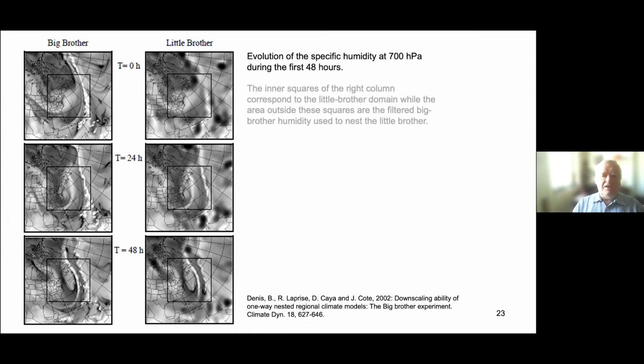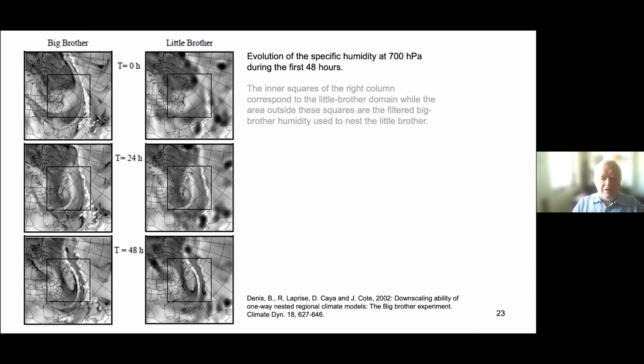So if we start at the beginning of the simulation, we see what the big brother did, and you have a hunch that something similar happens in the little brother. But if you go on in time, then after 48 hours or so, the features, the details in the little brother are very similar to what happens in the big brother. So even though the little brother only knows about the prescribed values along the box.